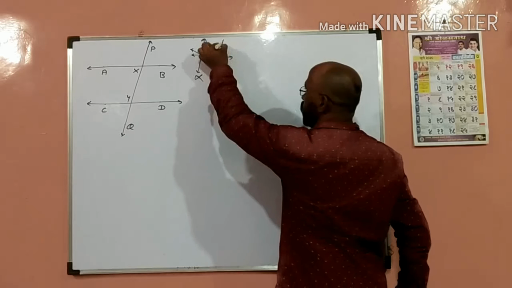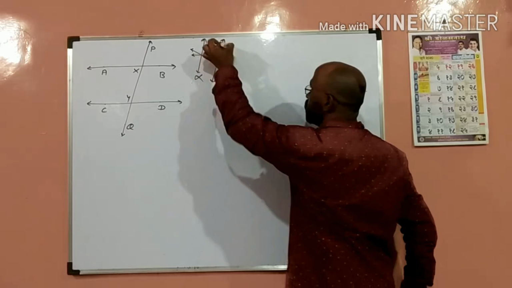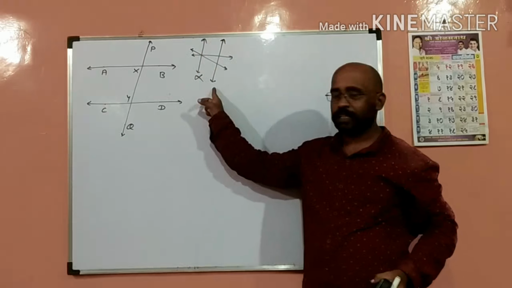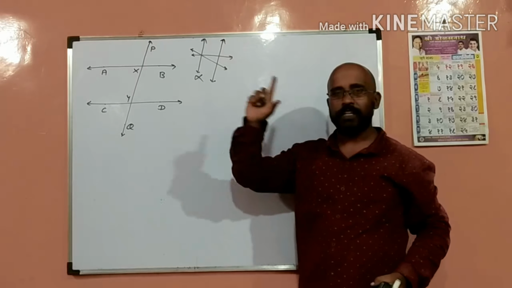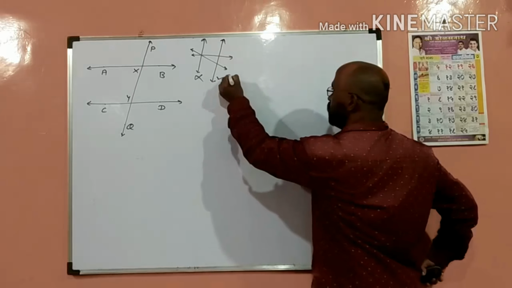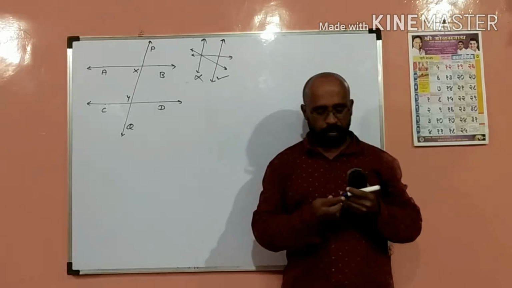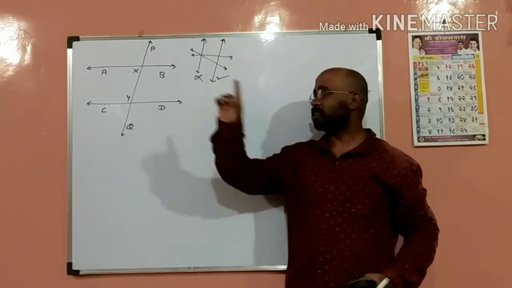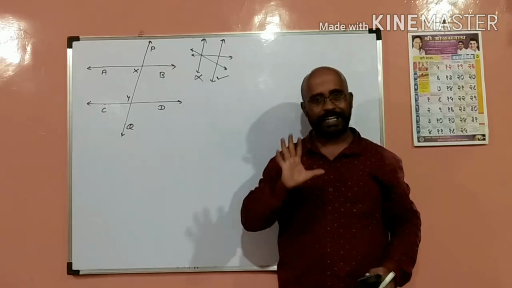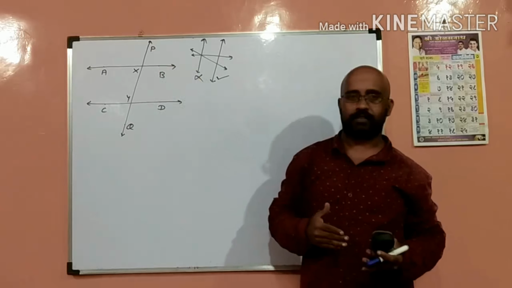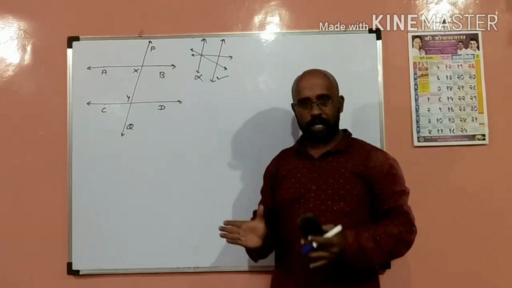But consider one more line. Is it intersecting these two lines at two different points? Definitely yes. So this line is a transversal. So simply try to understand, transversal is a line which intersects two lines at two different points. Clear? Now let us see the effects of transversal.